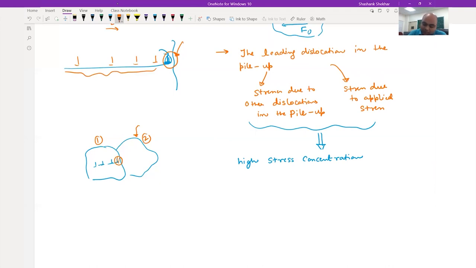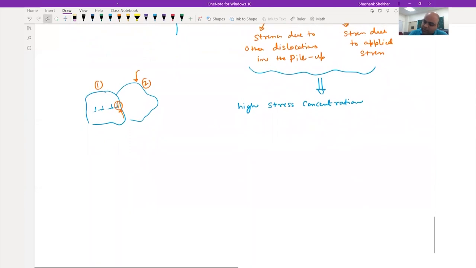And second, instead of the yielding of the second grain, you can initiate cracks at the grain boundary at this point. Okay, so you can nucleate a crack. So these two things can happen if you have a high stress concentration at the leading dislocation, because of the combination of applied stress as well as stresses due to other dislocations in the pileup.